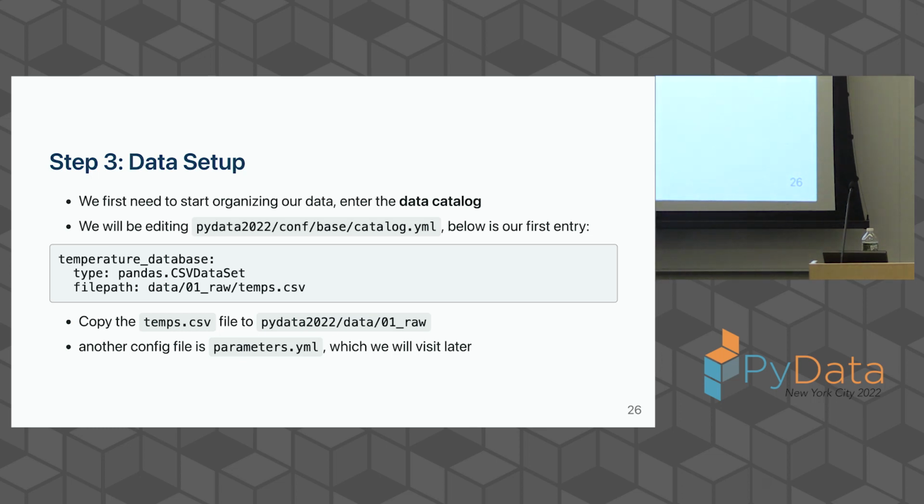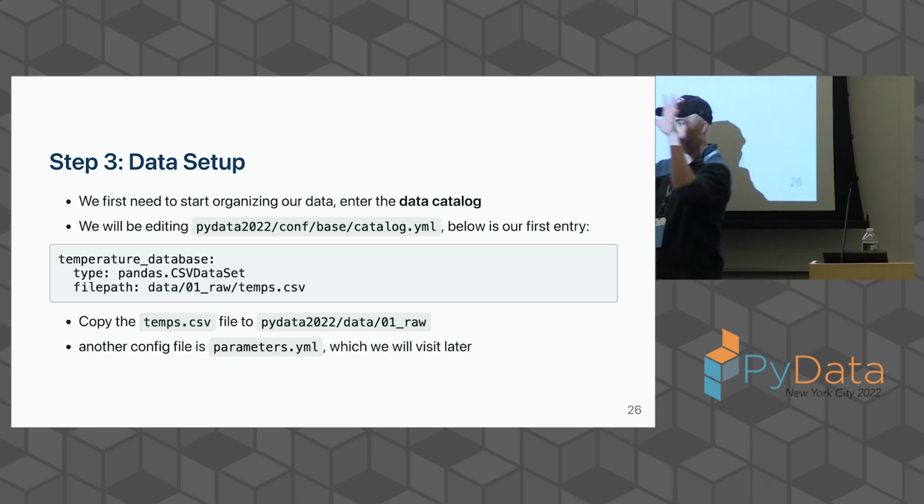The catalog file is just a YAML file, and you can have all kinds of things in here. For this example, we have a temperature database. I don't know why I did that here, but that's actually wrong. But anyhow, you have a type, this CSV file, and then the file path. And this is all relative to the tree that you ran.